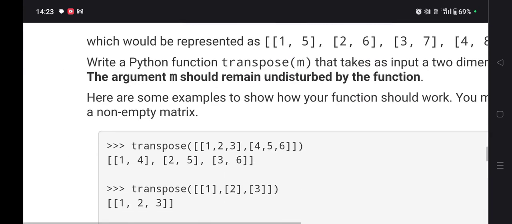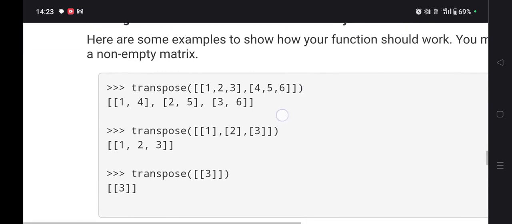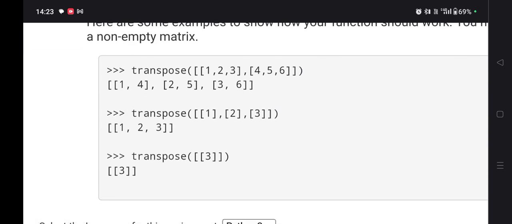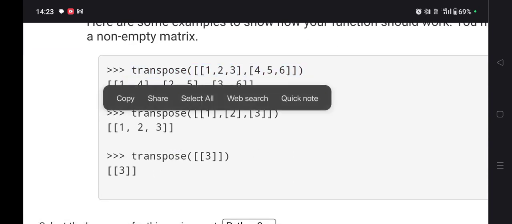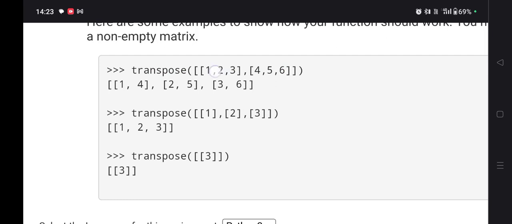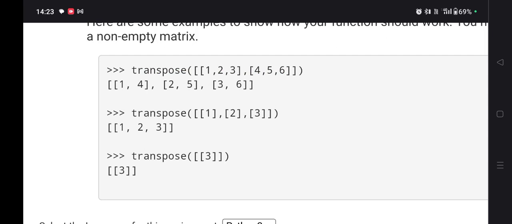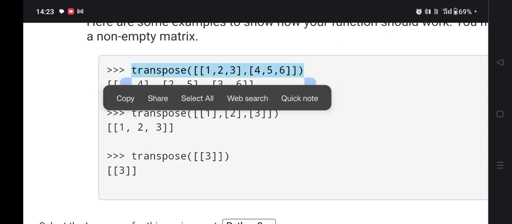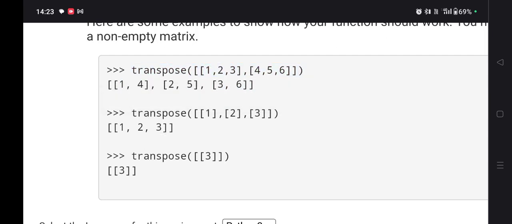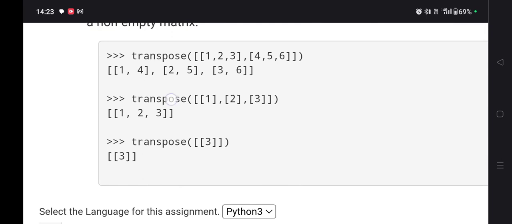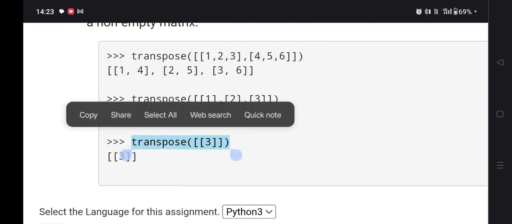Now in the question you can see the name of the function is transpose. Inside you can see 1 2 3 and 4 5 6. You are taking the first one and the first one, so the transpose will be 1 and 4, then 2 and 5, then 3 and 6. Same thing for this one and this one also. We are finding the transpose.